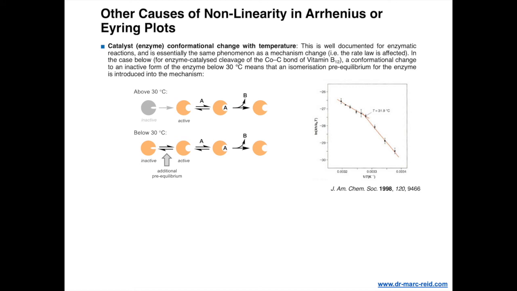A further example of linearity breaks in Eyring plots comes from enzyme reactions. We might, for example, have the case where the active site of an enzyme significantly changes shape above or below a certain temperature, changing the overall mechanism of the reaction under study. From the diagram on the left side, the effect is manifest in turning on an additional pre-equilibrium step at the enzyme active site below 30 degrees. A literature example of this phenomenon is shown on the right side, where two clear regions of linearity on the Eyring plot are shown in the data.